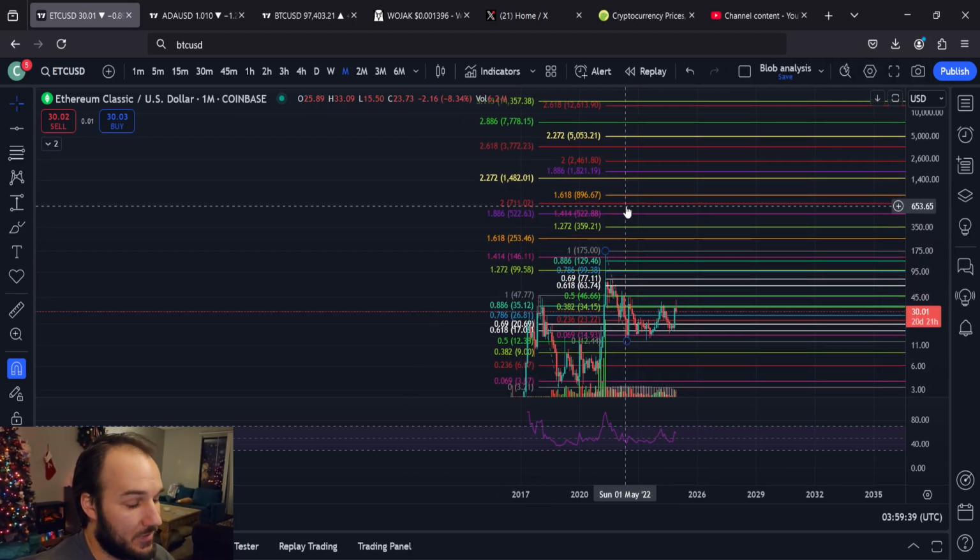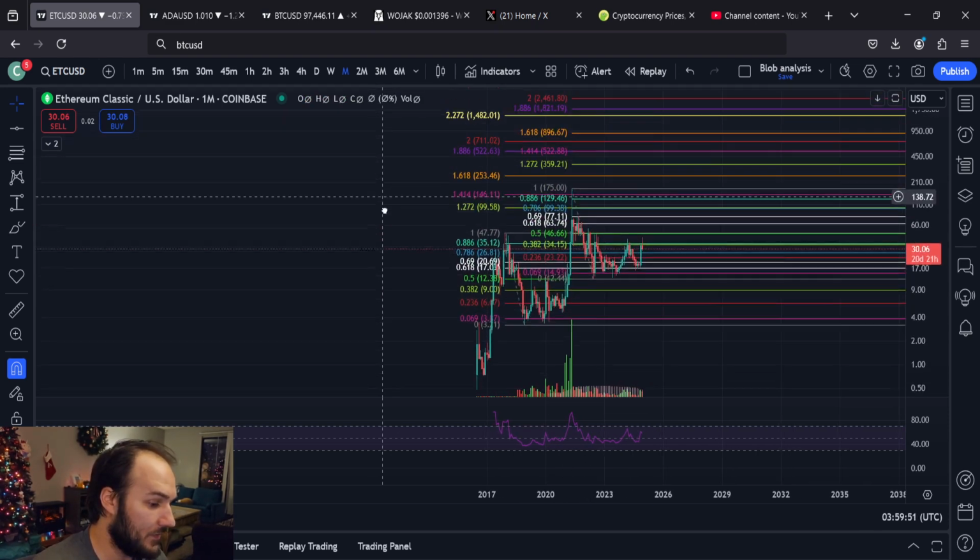$522 by the end of the cycle. You're at $30 now. Something right above, I'd say like 520 is probably the goal for the end of the cycle for this thing. So ETC definitely is a 10x coin or more at this rate.